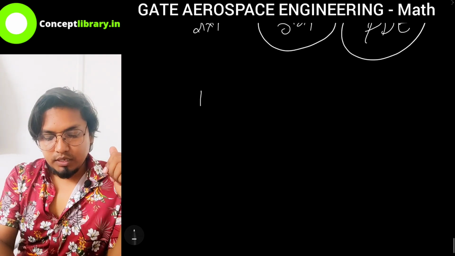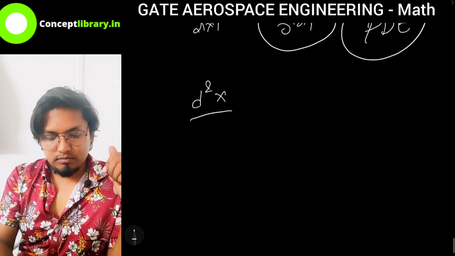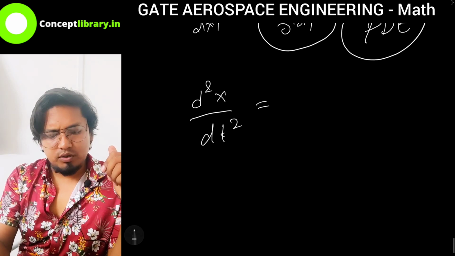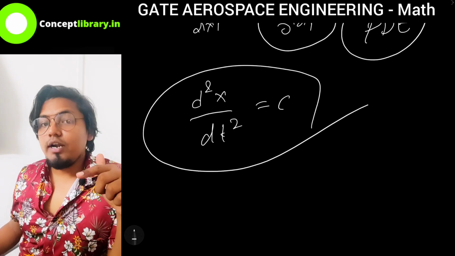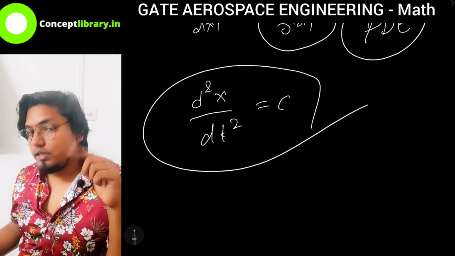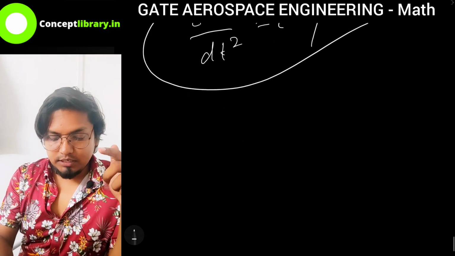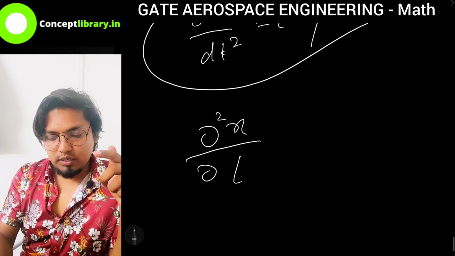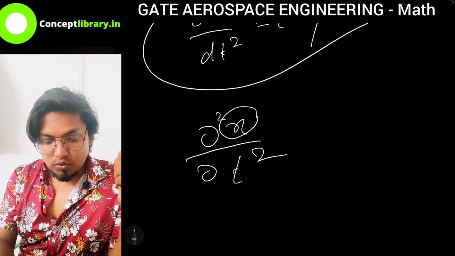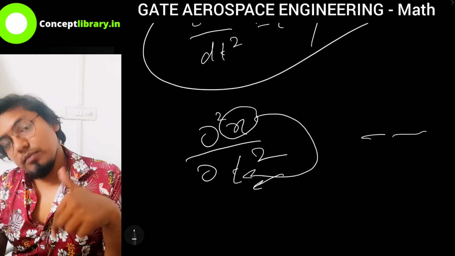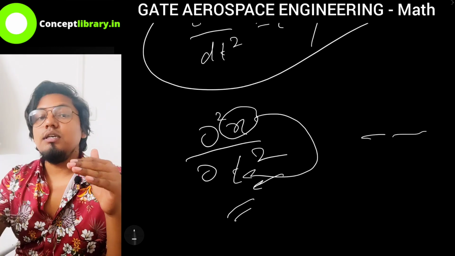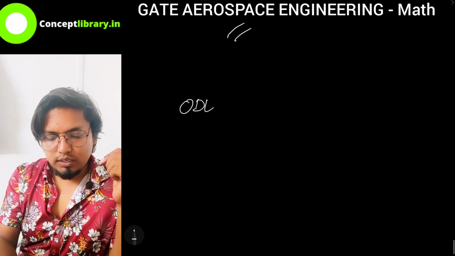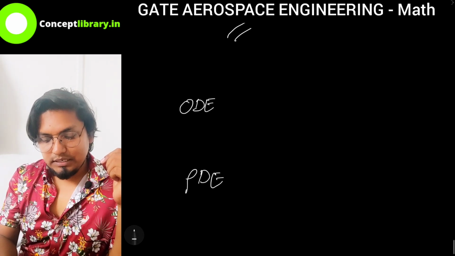So if something is written like d2x by dt square equals some constant, this becomes your differential equation. But what kind? ODE, ordinary differential equation. But if something is written like dou 2x by dou t square, it means x does not depend only on t, it depends on some other variables also. This we call a PDE, partial differential equation. So the point is, either you have an ODE or you have a PDE.